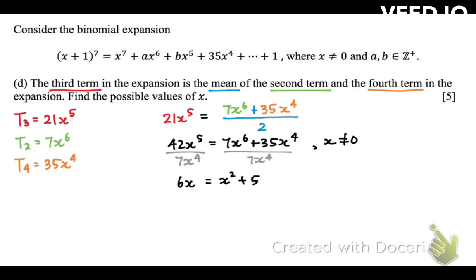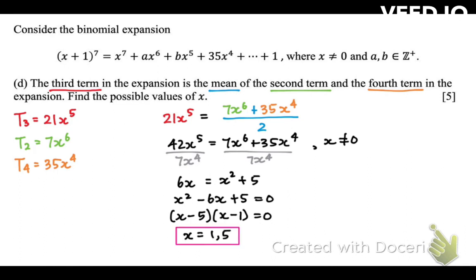Now we have a quadratic, and we can set the quadratic equal to 0, and we can see that it's actually factorable. So we can factor this quadratic and figure out the values of x that would make this equation true. How would an examiner mark this?